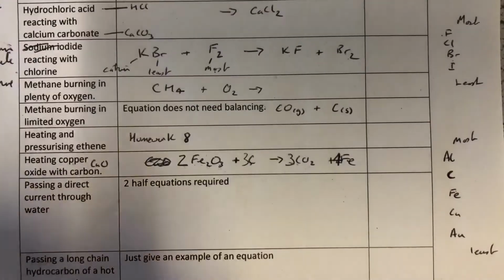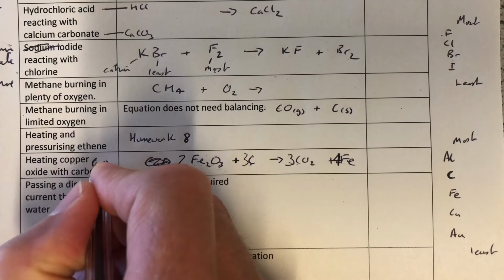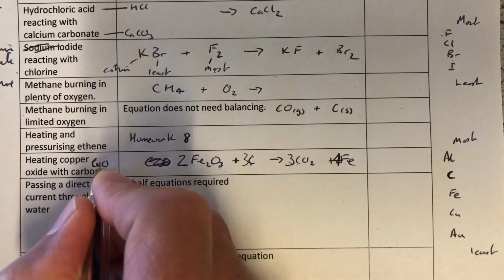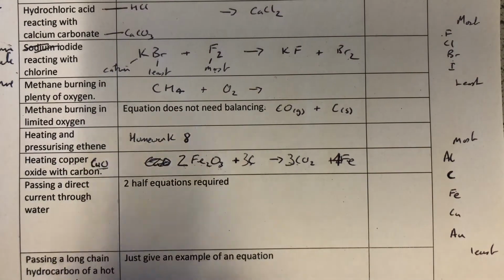The formula of copper oxide is CuO. I will try and add that to your book before it gets printed.